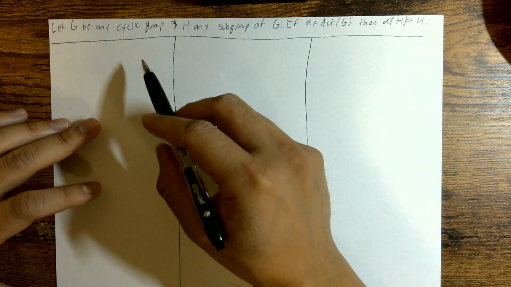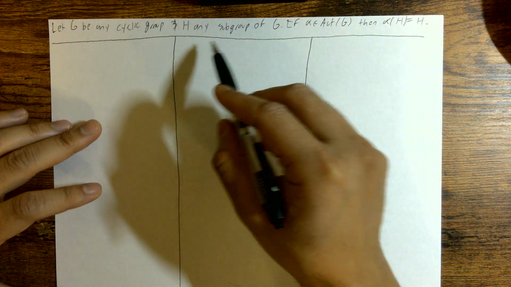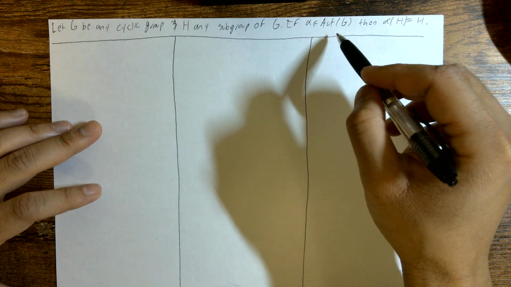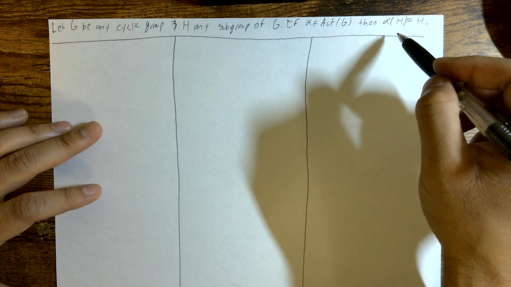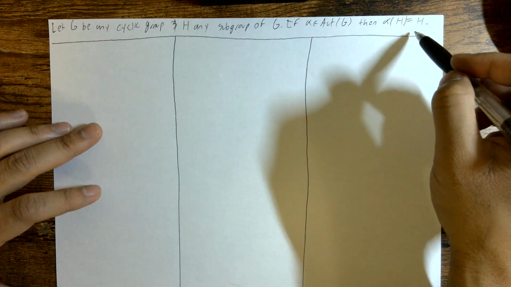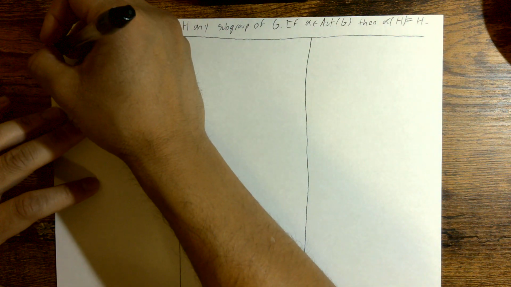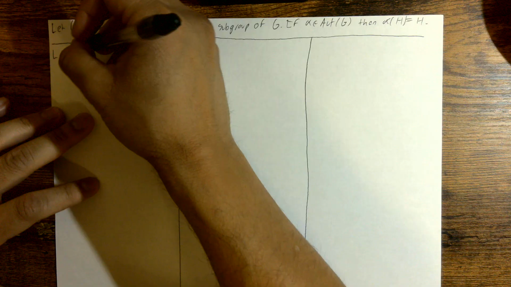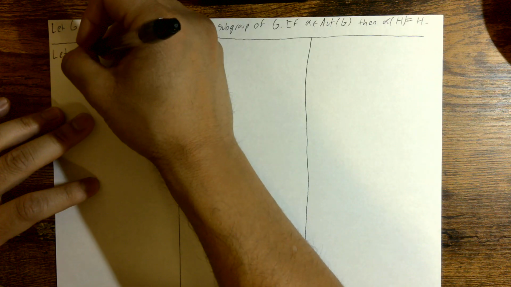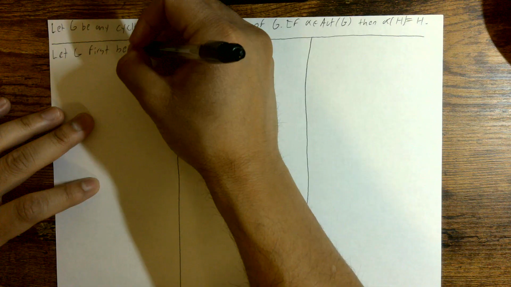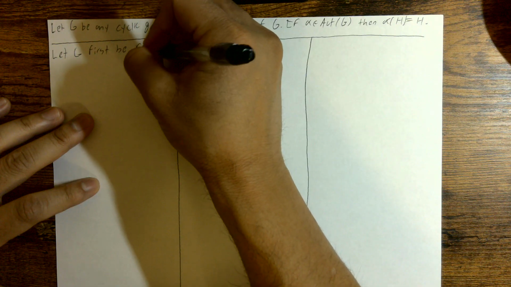Let G be any cyclic group and H any subgroup of G. If alpha is in Aut(G), then alpha of H is equal to H. To show this, let G first be finite.